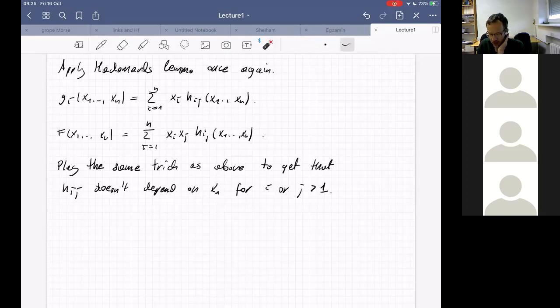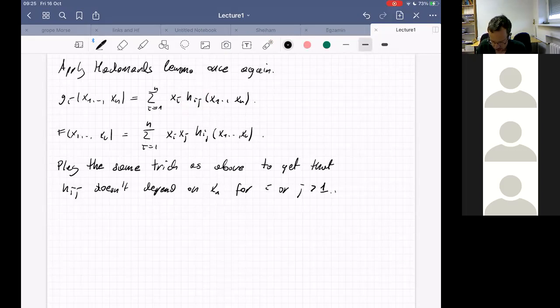So here is a remark. We have already proved that h_ij doesn't depend on x1 for i greater than 1, because g_i for i greater than 1 didn't depend on x1. So h_ij doesn't depend on x1 for i greater than 1, but we need to take care of the case i equals 1 and j greater than 1. That's leaving an exercise for you.